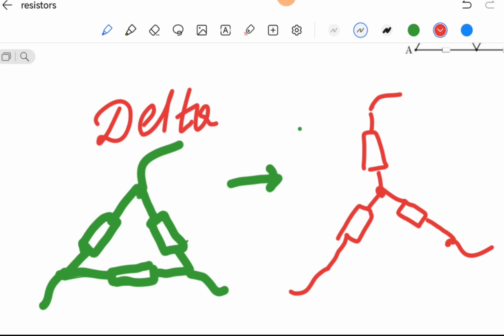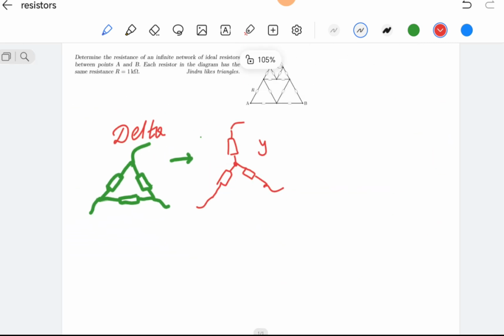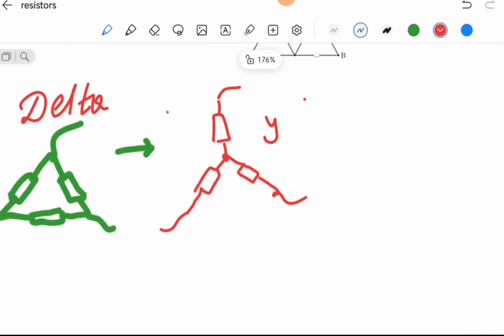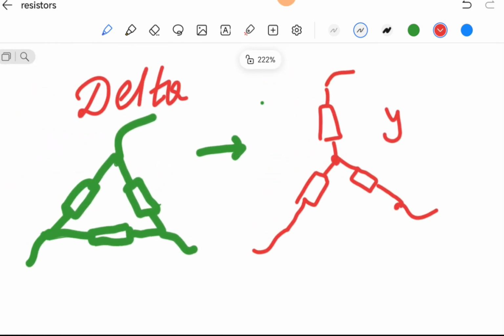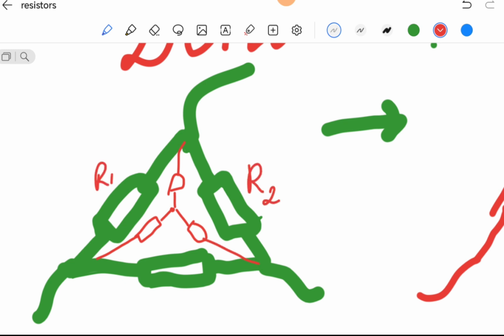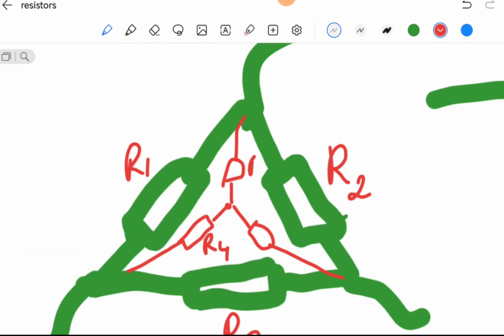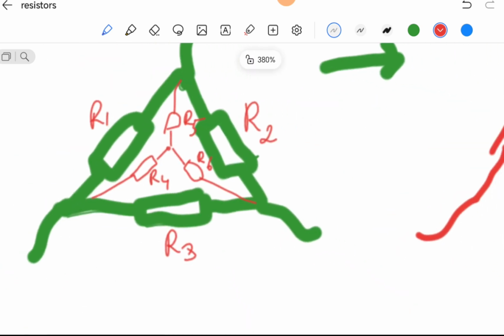Let's try to understand how this transformation works. How can we convert a triangle into a star? It's relatively straightforward. We won't derive the transformation formulas right now. Instead, we'll just use the ready-made formulas. First, let's imagine a triangle with resistances R1, R2, and R3. Inside this triangle, we draw a star with resistances R4, R5, and R6.